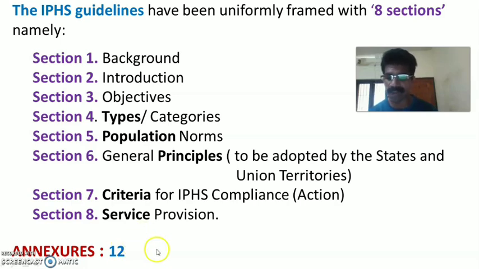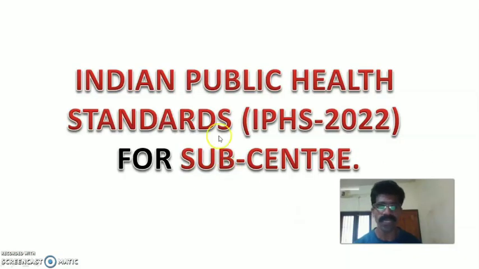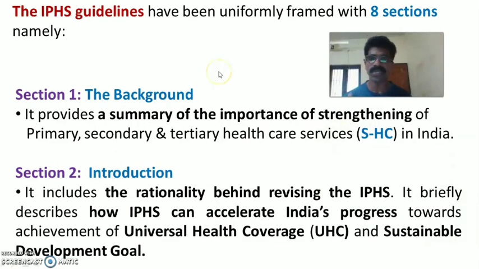Then after that we have 12 different annexures related to the IPHS guidelines 2022 of the particular institution or health center. Now let us talk about Indian Public Health Standards, IPHS 2022, for sub-center. So IPHS standards for sub-center. As I have already mentioned, IPHS standards 2022 has 8 different sections.